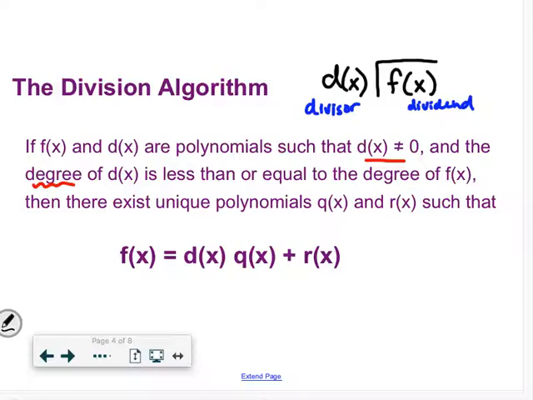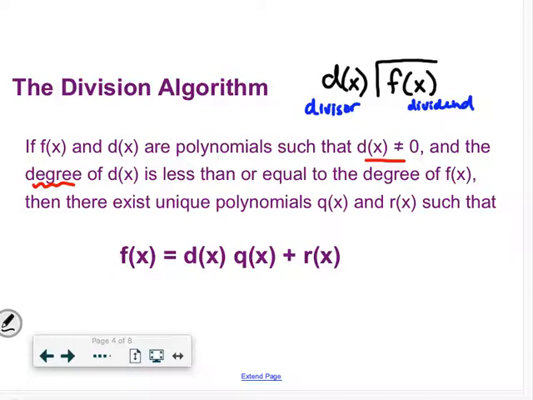So I can't take a quartic polynomial and divide it by a quintic. I don't have enough x's underneath. So I could do quartic divided by quartic, quartic divided by cubic, quartic divided by quadratic, quartic by linear, right? I can divide those things, but not if the divisor's degree is higher.